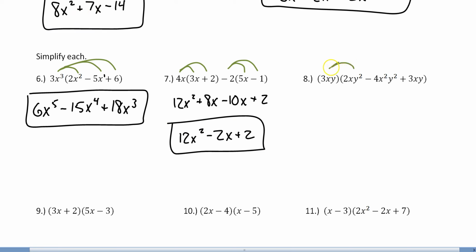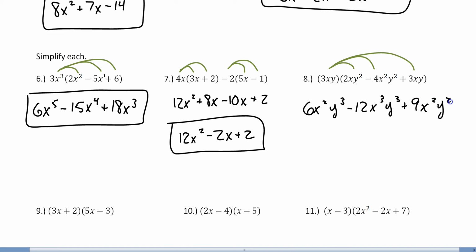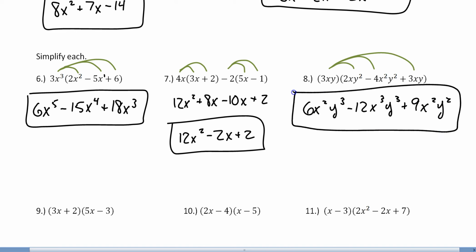This one's just slightly more challenging in terms of my rules of exponents, just because there's more to deal with. But again, I multiply the coefficients, add the exponents. That's going to be a 6x squared y to the third. Again, the x and y each have an exponent of 1 for that 3xy. Here that's a minus 12x cubed y cubed plus that looks like a 9x squared y squared. And that's it. Okay, distributing, multiplying the coefficients, adding the exponents.